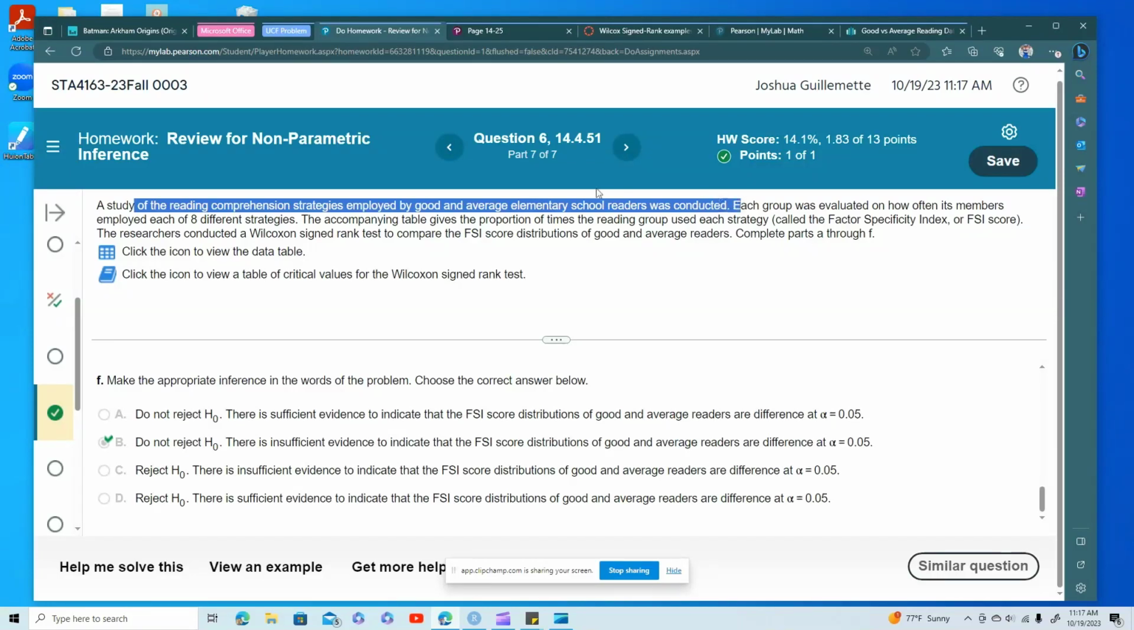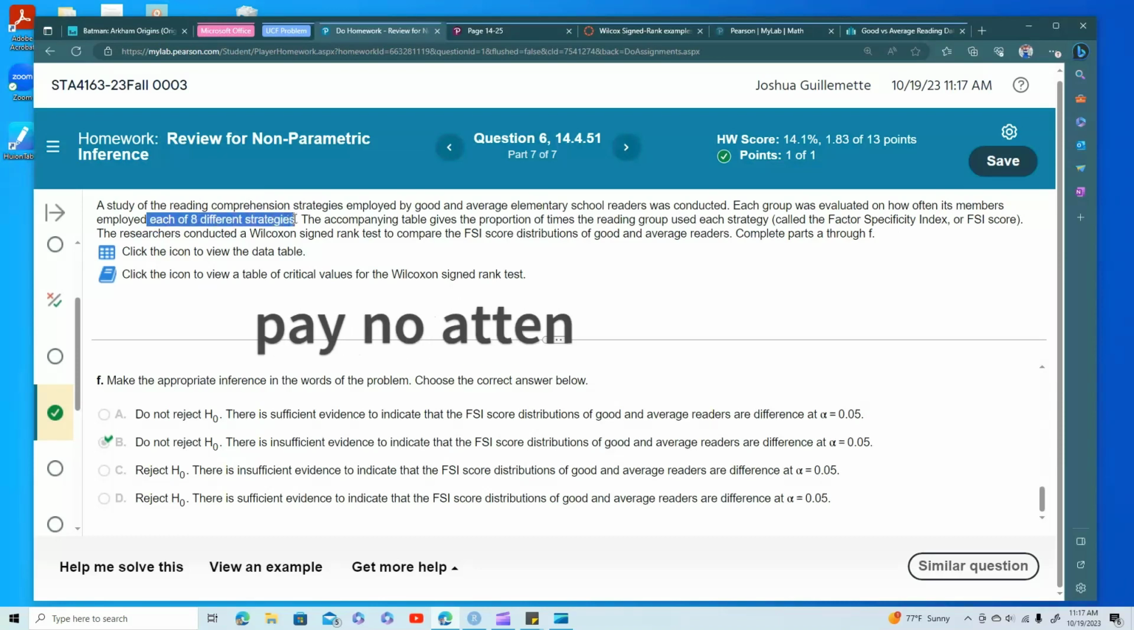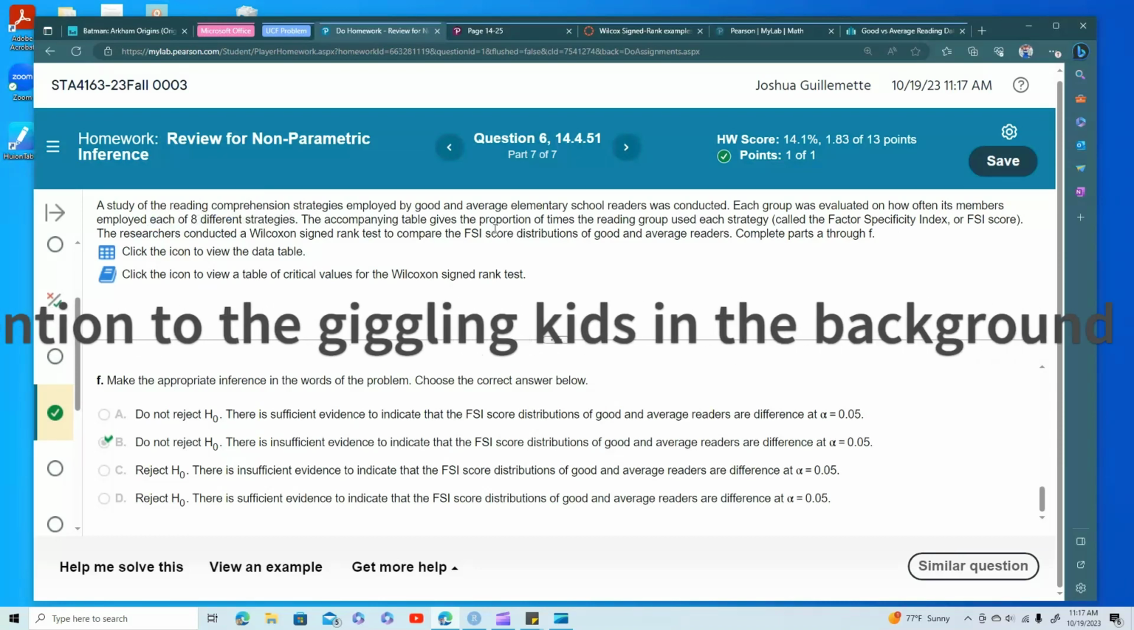Elementary school. Let me back up. We're doing the review for nonparametric inference. We're doing question 6. It's the Wilcoxon Signed-Rank Test. What they're doing is looking at the reading comprehension strategies employed by good and average elementary school readers. Each group is evaluated on how often its members employ each of the 8 different strategies.